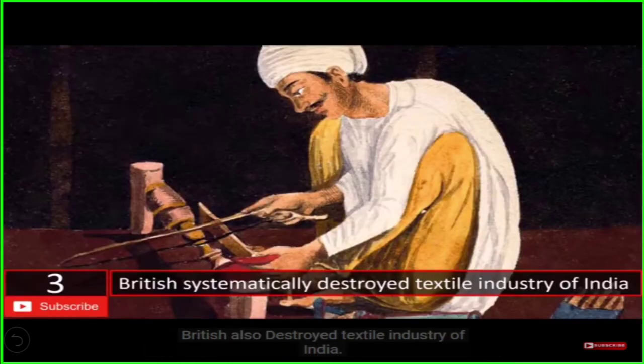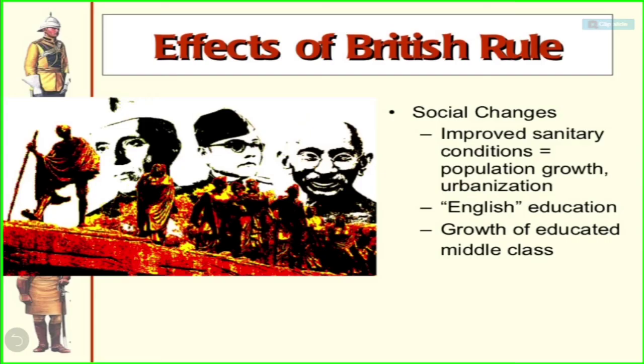And the third main motive was they destroyed our textile industry, the textile industry which flourished long back in the ancient period in India. They destroyed that industry. But children, a few good things they also did while they were ruling our country.